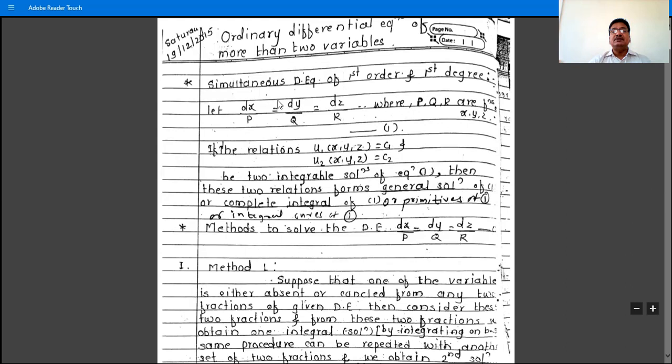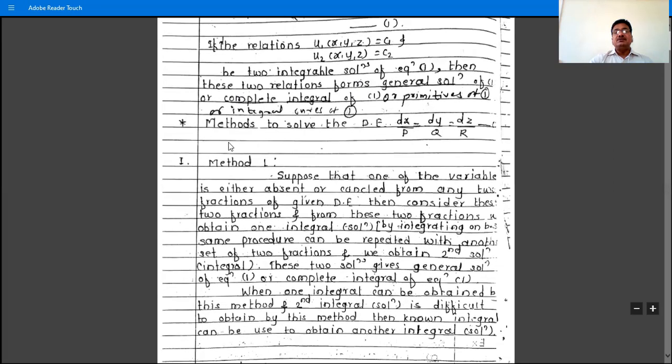So we have to find the general solution of equation 1, by finding two solutions of this equation. It is also called the complete integral of equation 1, or the primitives of 1, or the integral curves of 1. So what is the question on this topic? An equation of this type is given, dx by P, dy by Q, dz by R, and the question is: find the complete integral, or find the general solution, or find the primitives, or find the integral curves of the differential equation.